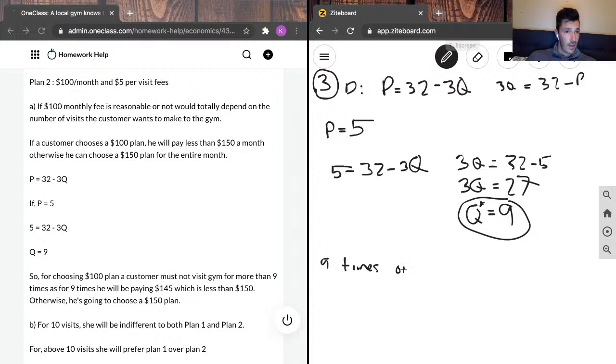You would go with plan 2, because that plan charges you a $100 flat fee plus $5 a visit. So if you go 9 times, the $100 flat fee plus 9 visits times $5 gives you $145, which is less than $150.